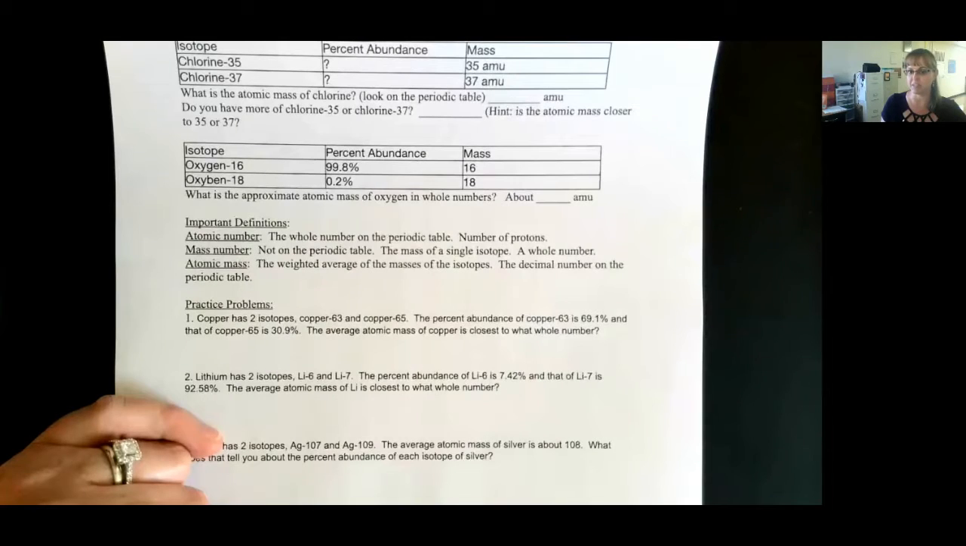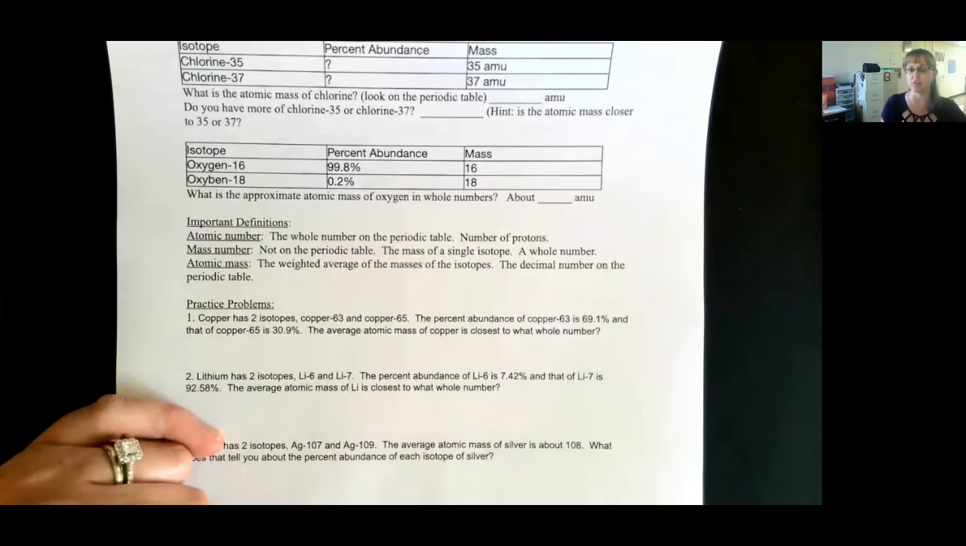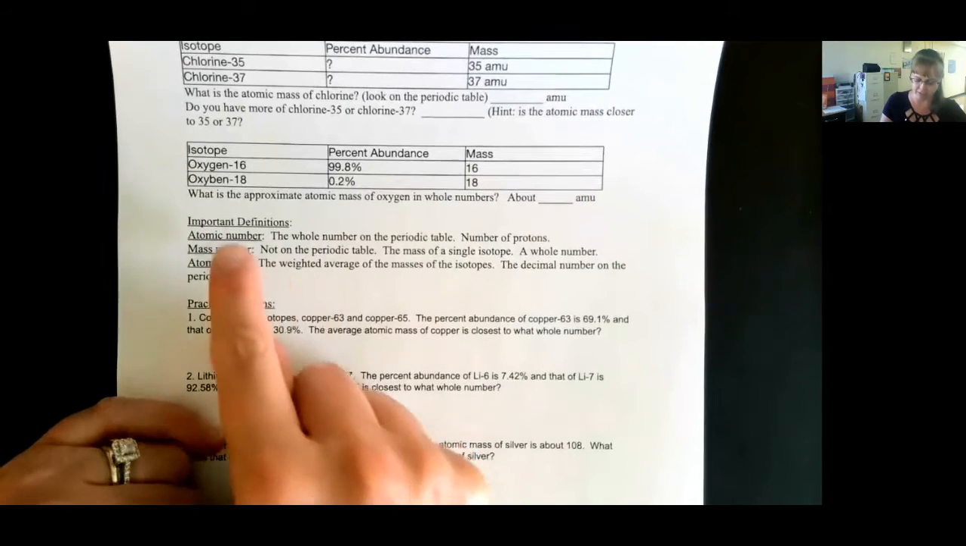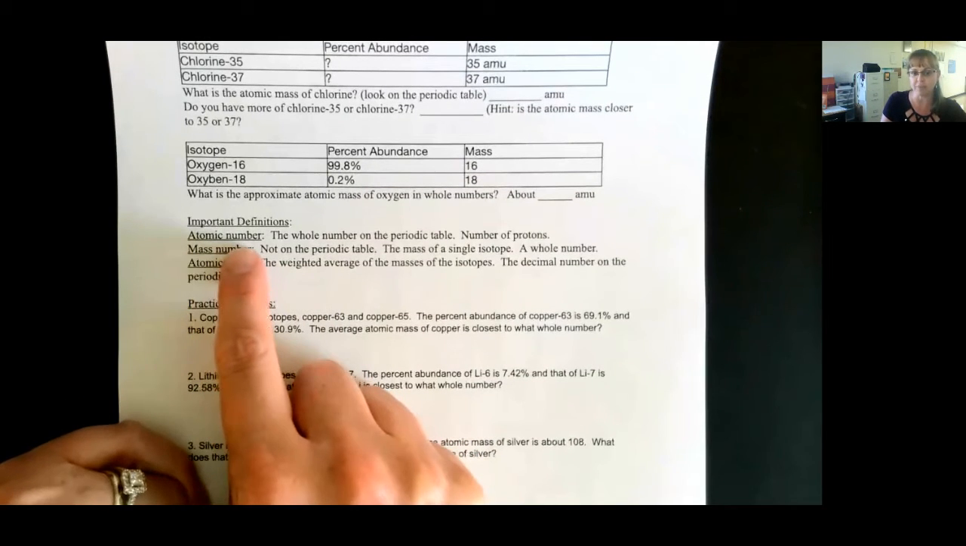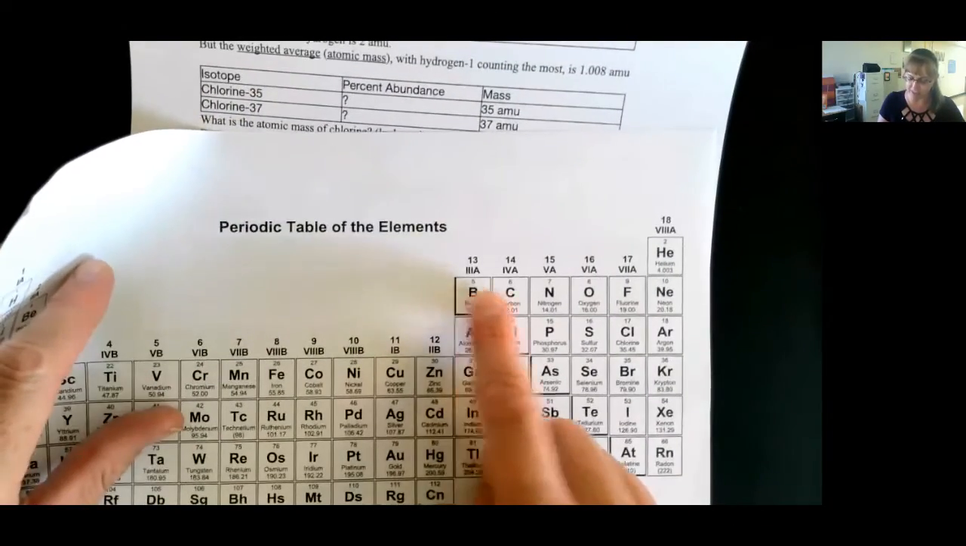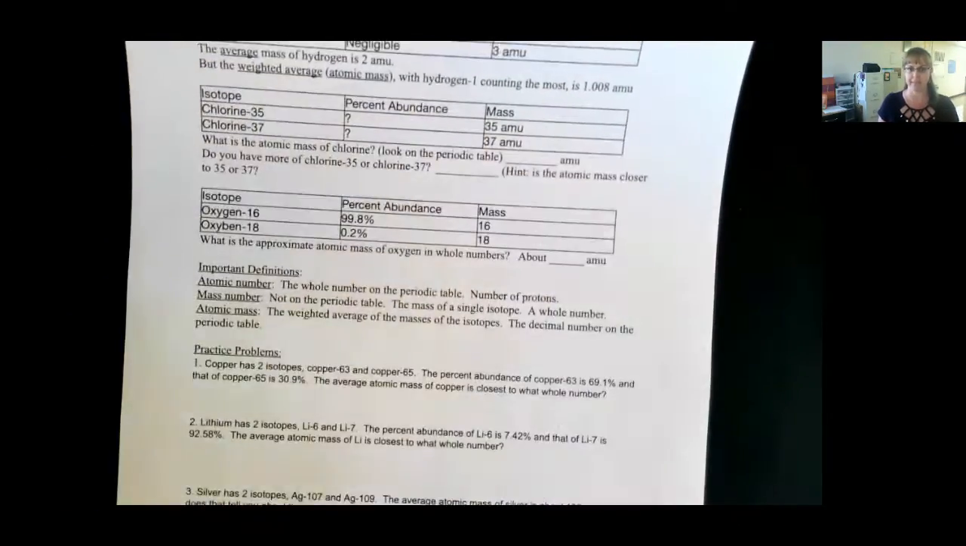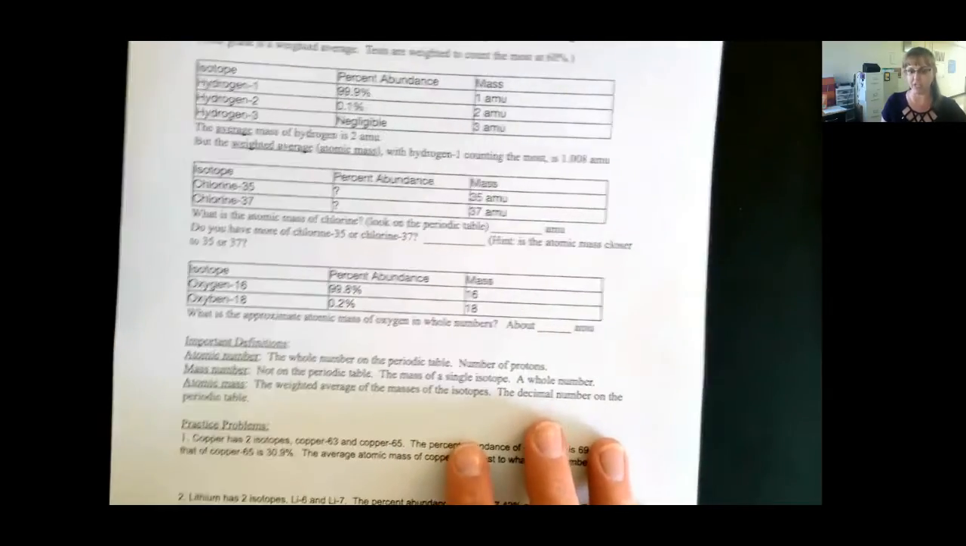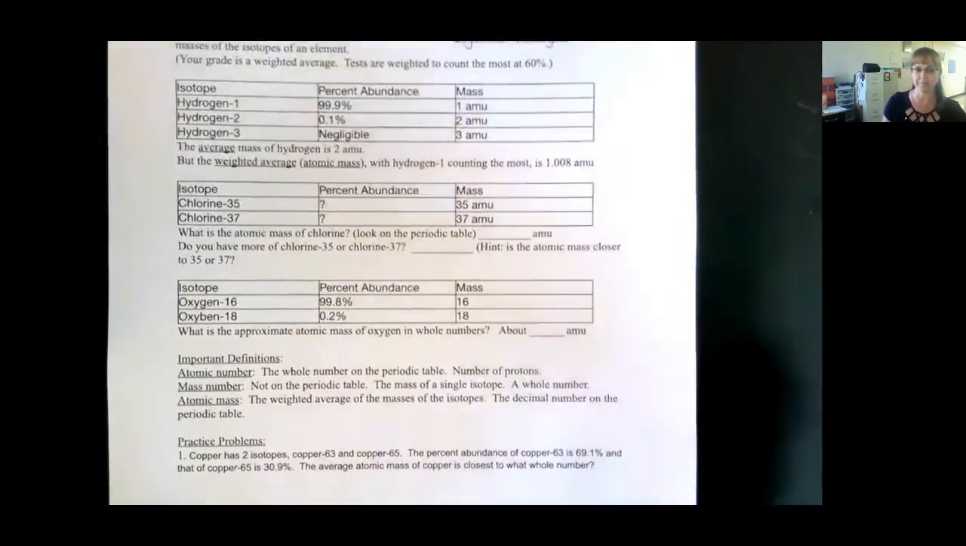Let's talk about how we're going to keep these straightened out. There are three words with very similar names that are really easy to get mixed up. Let's look at those three. You've already learned about the atomic number. That is the whole number on the periodic table, and it is the number of protons. It's the number at the top of each box. So, for example, boron is 5, carbon is 6. That is the number of protons, which is the atomic number.